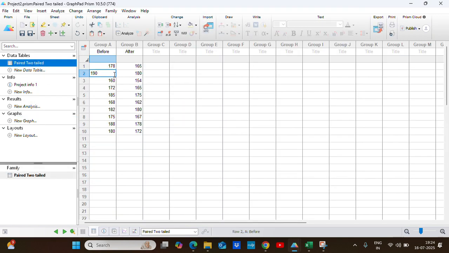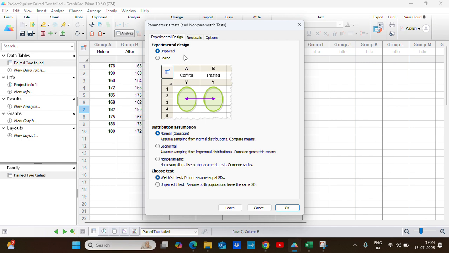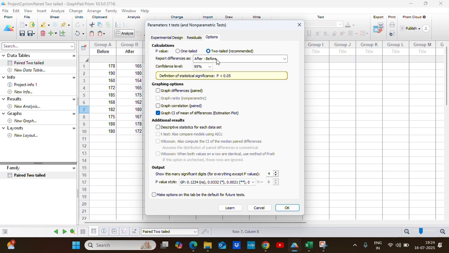Okay, so we have data. Now let's apply a paired two-tailed t-test. Go to Analysis, t-test, and paired, then two-tailed. Okay, this we do not want. After minus before, so I'm putting before minus after, so it should come in the minus.